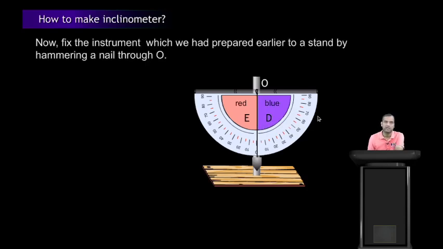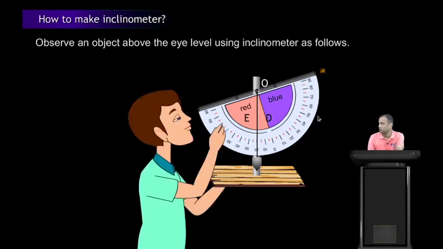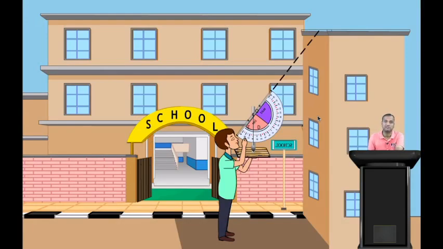Now fix the instrument which we had prepared earlier to the stand by hammering a nail. You have to fix it by hammering a nail. Now it will move like this, it will hang like this. Observe an object above the eye level using the inclinometer as shown, and you can observe any object from this place because it is hollow and you can see through the hole of this straw. So here you can use the inclinometer to measure the inclination angle. This angle is called the inclination angle. Here it will show what the inclination angle is.